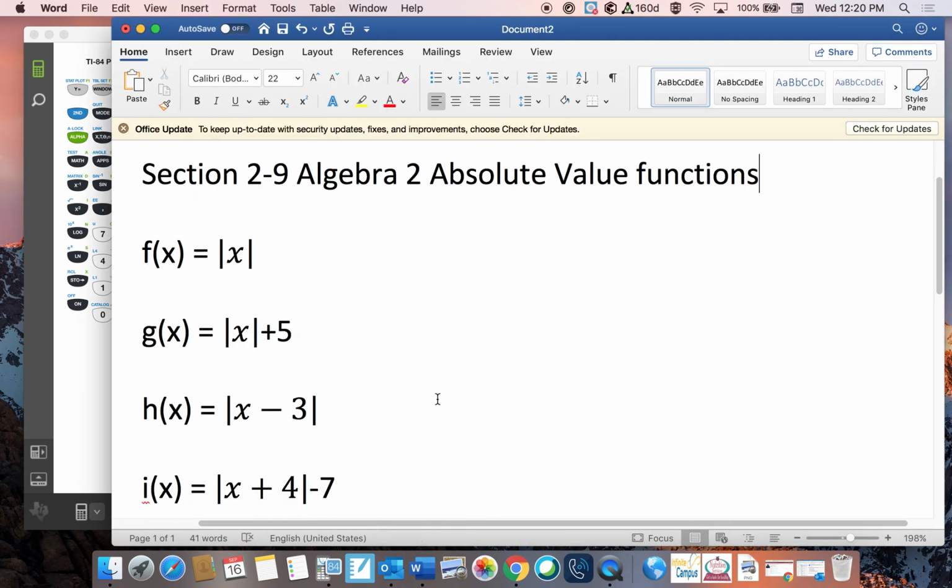So when we have y equals the absolute value of x, that looks like a V. So I'm going to type that in there right now. Looks like a V.